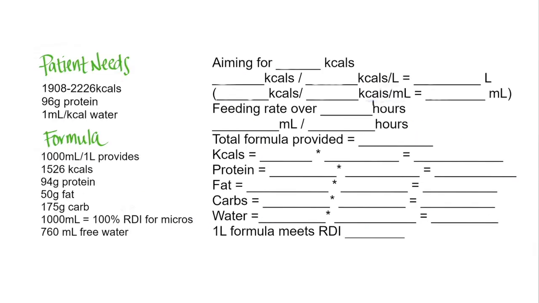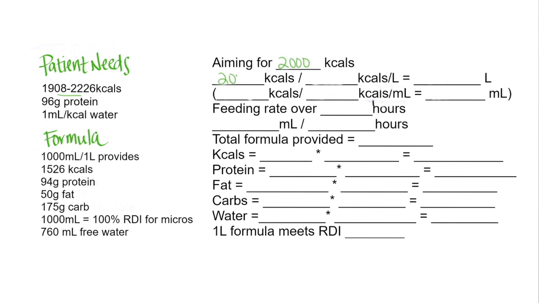All right, so you can see we have a new patient on the left and a new formula as well, but the same setup on the right-hand side. So let's use this to do some quick calculations and work through all of these to make an enteral recommendation. Falling somewhere within my kcal needs, I've decided to aim for 2000 kcals.